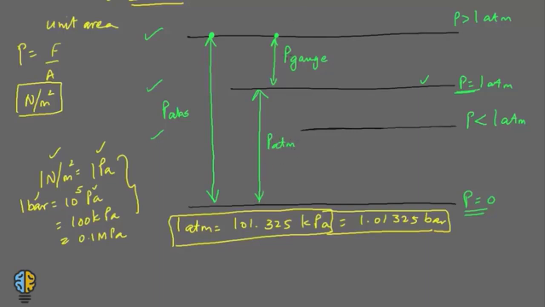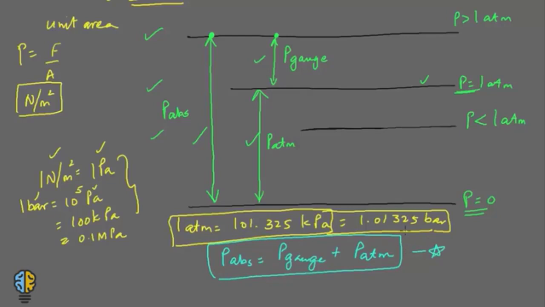So if you look at these 3 lines, you can write down the relationship between absolute pressure, which is this, is equal to the gauge pressure plus the atmospheric pressure. So this is a very, very important relation that you should note down in your notebooks.